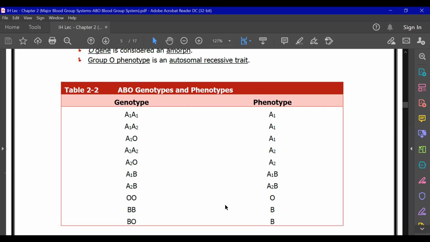And dito, okay, in the succeeding, we have here OO, homozygous. Kasi the individual must inherit both the O genes from both of his or her parents. So ang mamamanifest na trait dyan would be a blood type O. And so with your homozygous BB genotype, phenotype would be a blood type B. And so with your BO, which is a heterozygous genotype, ang observable trait would be your blood type B. Okay.